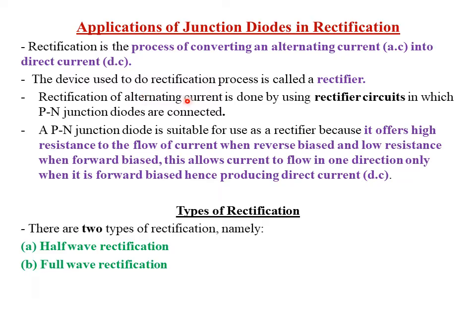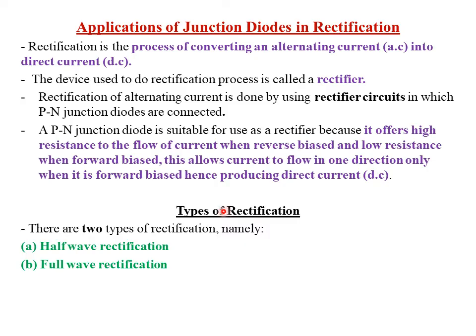Rectification of alternating current is done by using rectifier circuits in which PN junction diodes are usually connected. A PN junction diode is suitable for use as a rectifier because it offers high resistance to the flow of current when reverse biased and low resistance when forward biased. This allows current to flow in one direction only when it is forward biased, hence producing the direct current, the DC current.